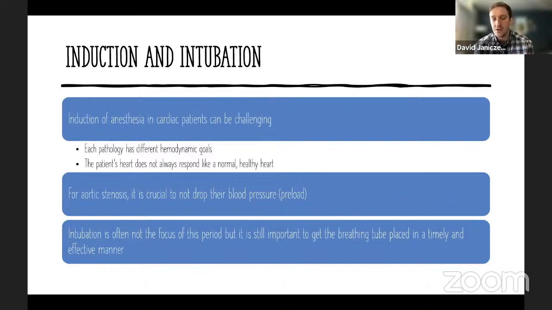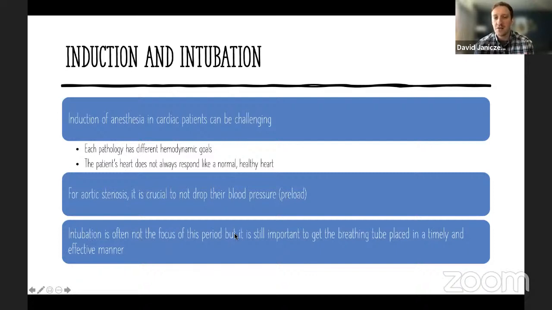For aortic stenosis specifically, for our patient, it's crucial to not drop their blood pressure. One way to refer to this is not dropping their preload. If you think about preload, afterload, and contractility, that makes up a lot of cardiac output and blood pressure itself. And so preload is super crucial in these patients. So we want to make sure we don't drop their preload very much, which can happen with medicines like propofol. Propofol drops your preload and can cause hypotension, or low blood pressure. And so it's very crucial to be very careful when you're inducing anesthesia in these patients.